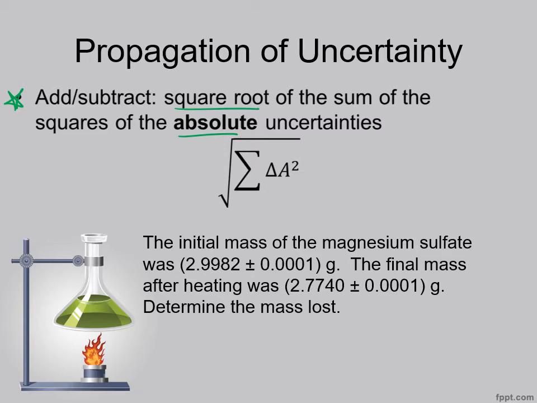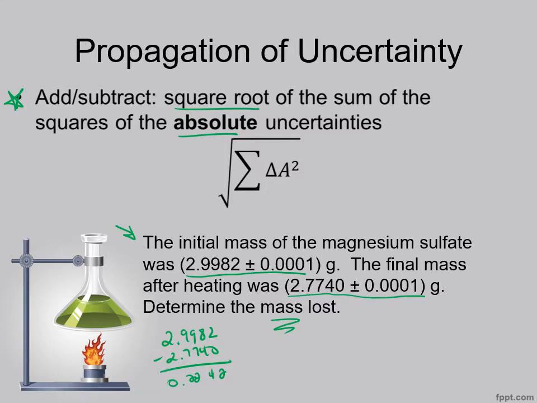So let's say that I have an initial mass of magnesium sulfate, 2.9982 plus or minus 0.0001 grams. The final mass after heating was a little bit less, 2.7740 plus or minus 0.0001 grams. I want to determine the mass lost. Of course, we're going to subtract 2.9982 minus 2.7740. That is going to give us 0.2242 grams.